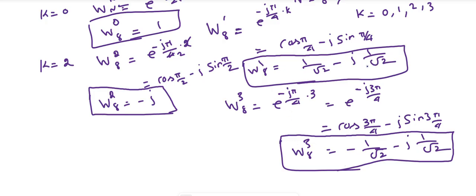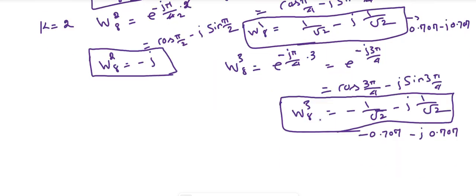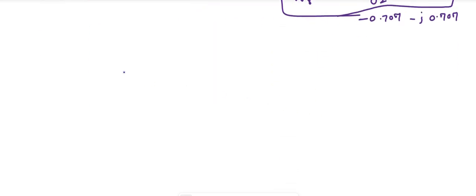So this is minus 0.707 minus j 0.707. Okay. Now the structure will be, I'll draw the structure.